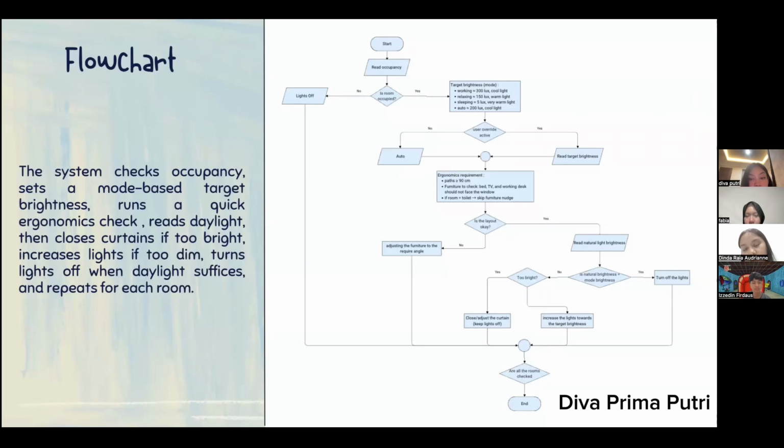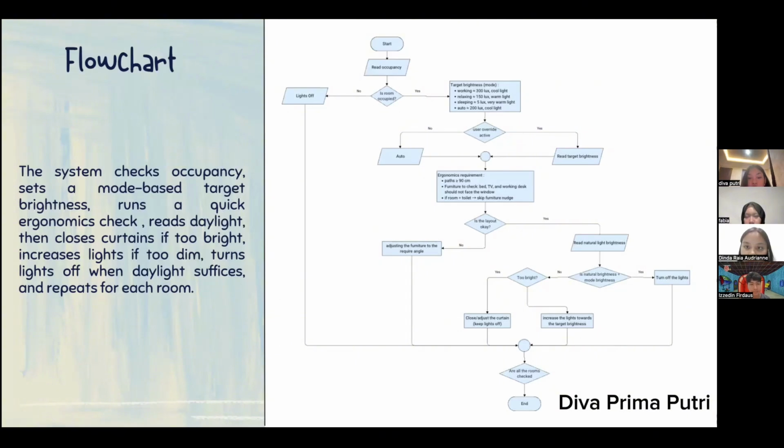Okay, next is the flowchart. First, based on the flowchart system, we need to read the occupancy. If the room is empty, then we turn off the lights. If it's occupied, then we load the mode based on the target brightness. For example, here I add that for working it's going to be 300 lux, relaxing 150 lux, sleeping 5 lux, and I add one more constraint, which is auto, at 200 lux. If the user override is active, then we use the target mode that is set by the user. Otherwise, if it's no, then we continue to auto.